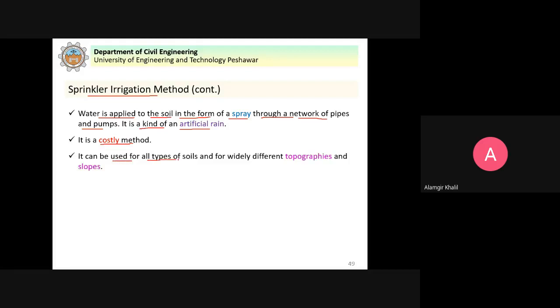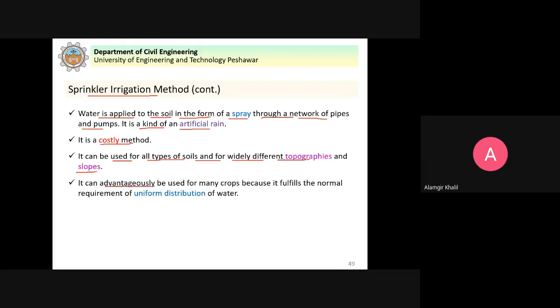It can be used for all types of soils and for widely different topographies and slopes, because we spray the water. So that's why this method can be conveniently adopted for widely different topographies and slopes. It can advantageously be used for many crops because it fulfills the normal requirement of uniform distribution of water. Another advantage of this method is that we have uniform distribution of water over the surface.